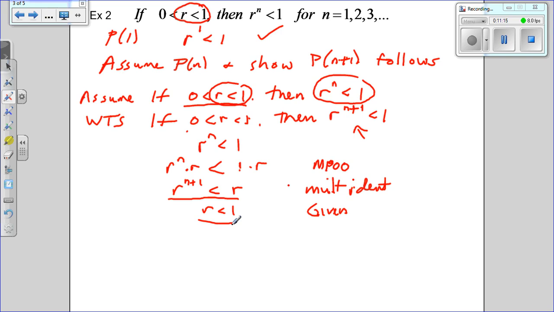By the transitive property of order, can't we now say that r to the n plus 1 power is less than 1? That is, as we called it, transitive property of order, or TPOO. That was WTS. That's the end of that proof.